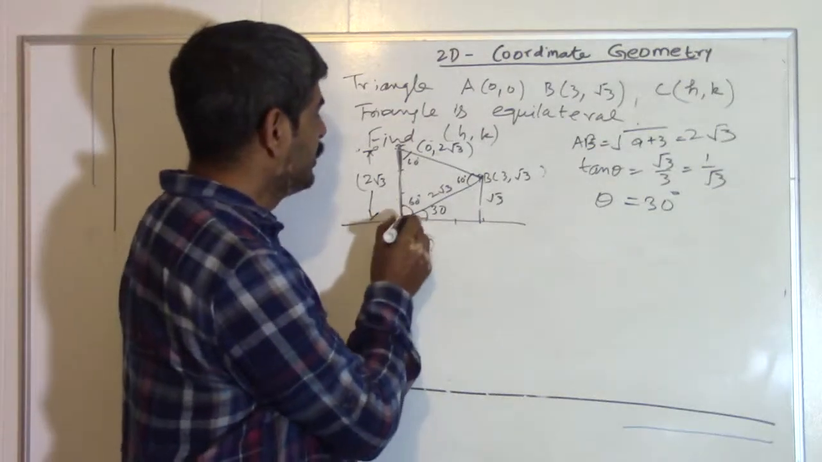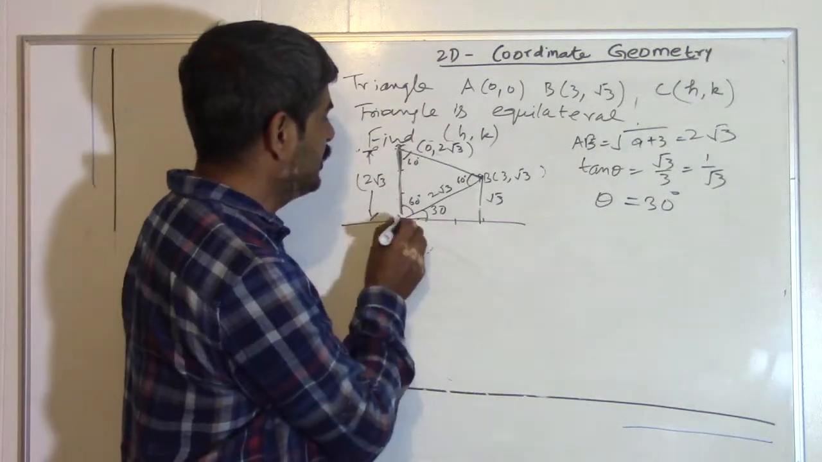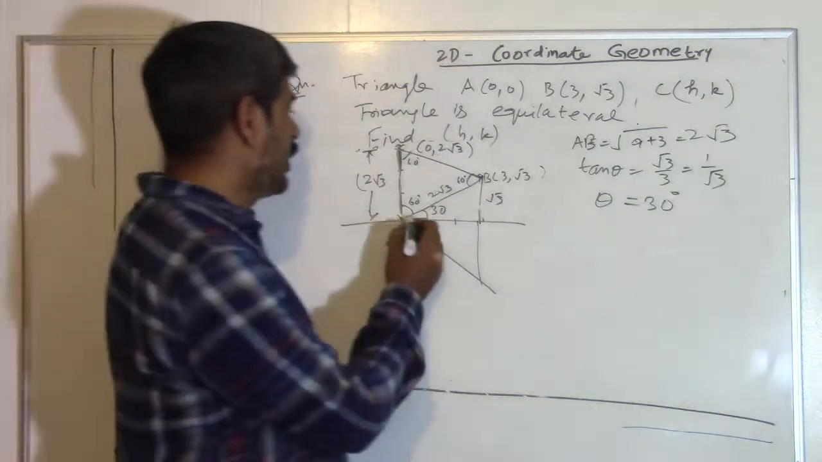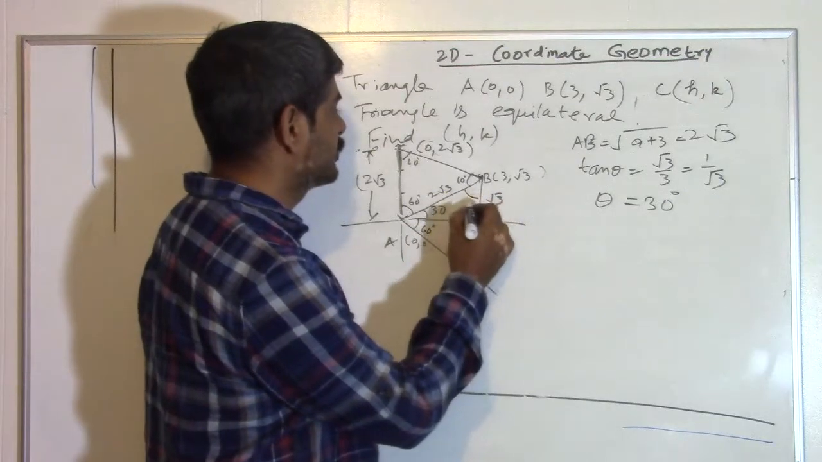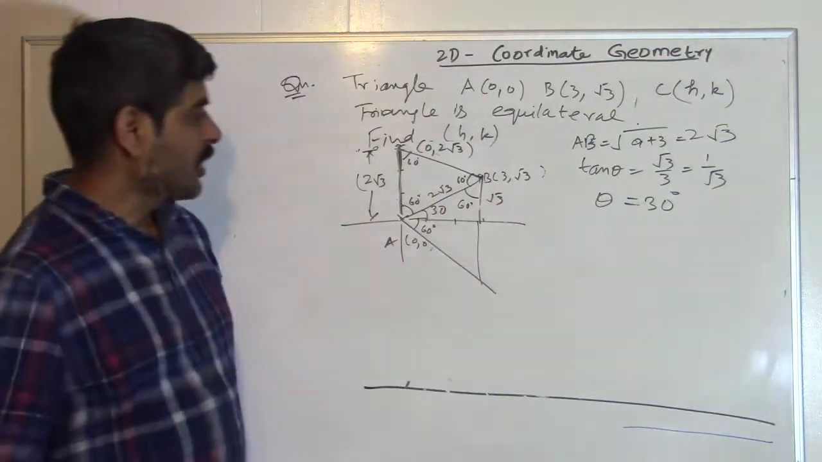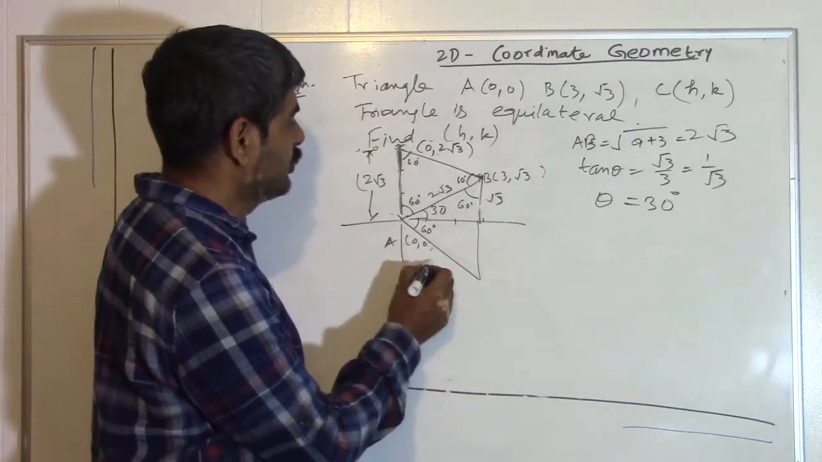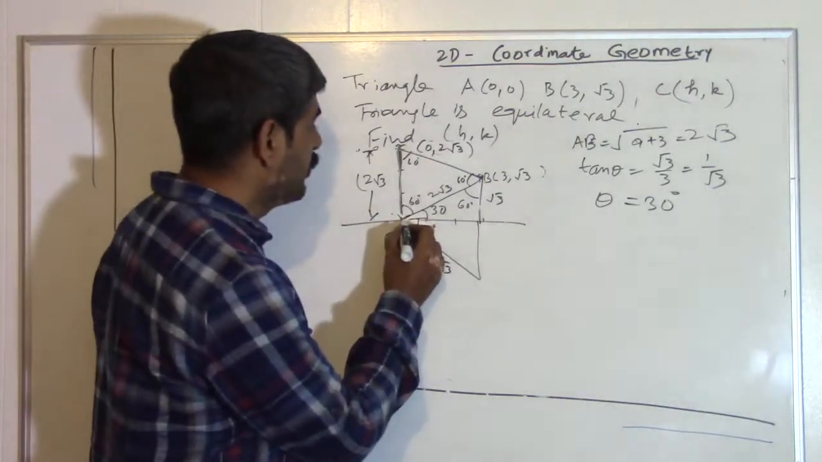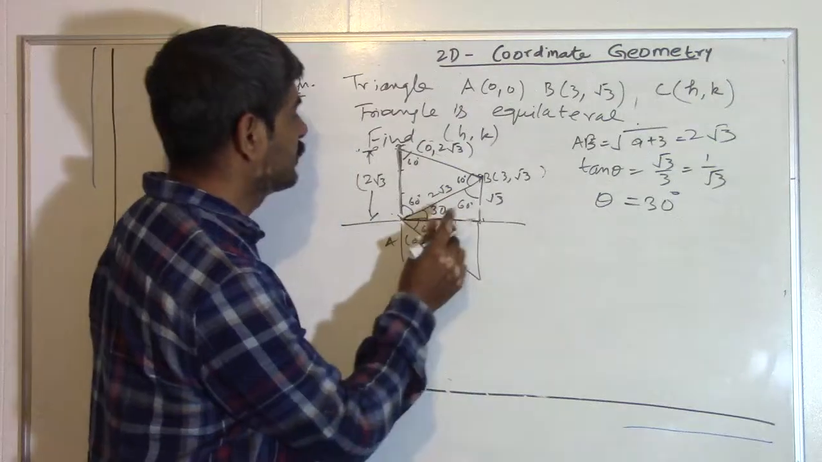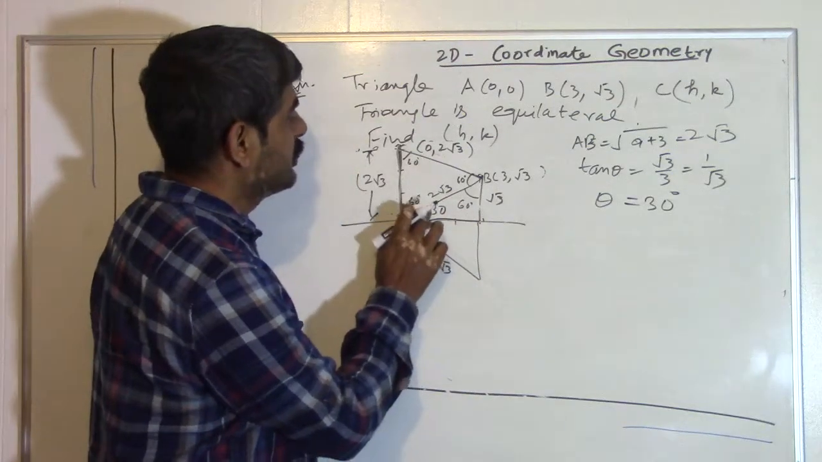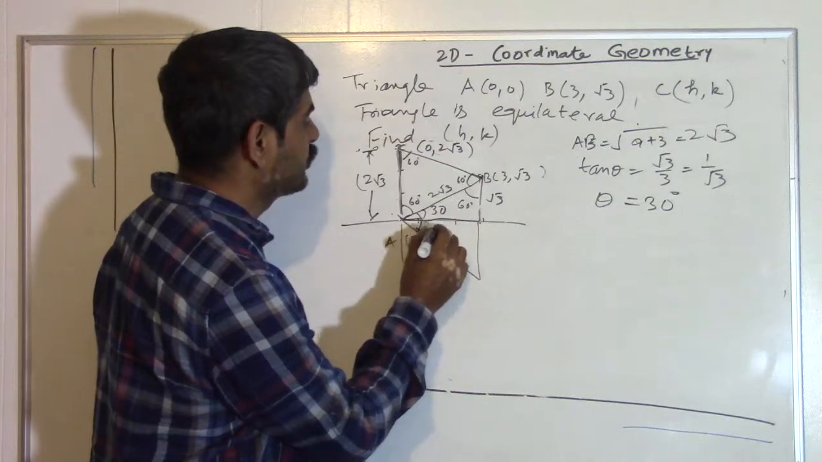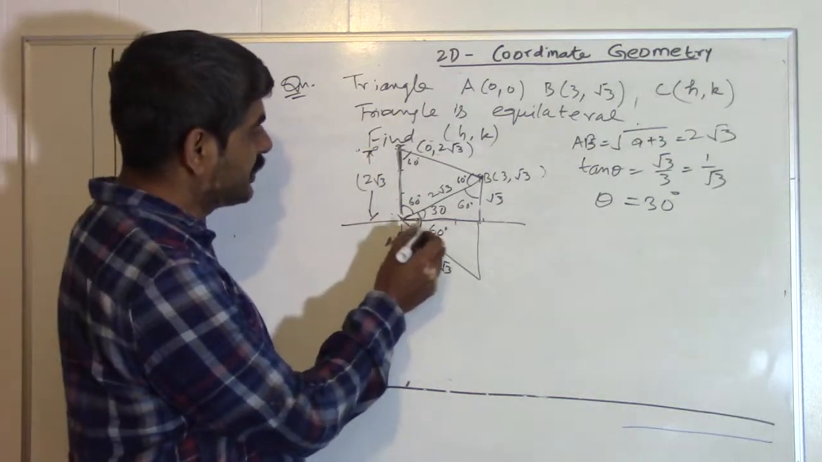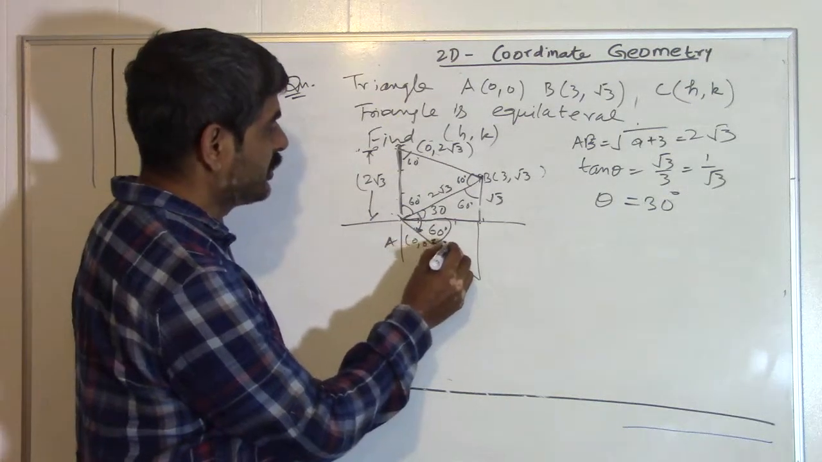On the other side, this angle is going to be 60 degree. That is the other way. This angle is 60 degree. And this angle also has to be 60 degree. And this angle is 60 degree and its length is 2 root 3. This whole angle has to be 60 degree. And its length will be 2 root 3. And when this angle is 60 degree, then this angle has to be 30 degree.